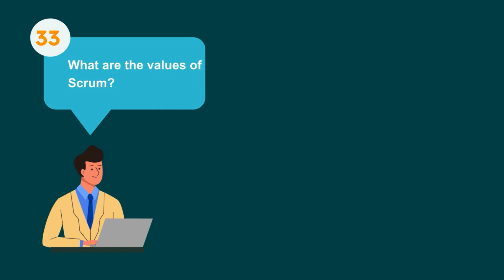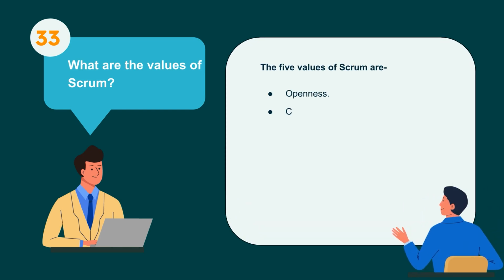33. What are the values of Scrum? The 5 values of Scrum are openness, courage, focus, respect, commitment.